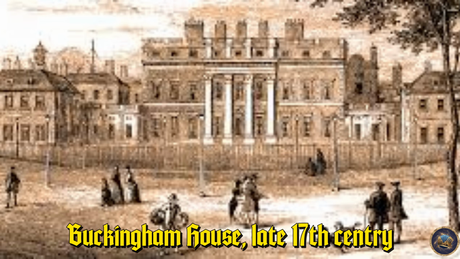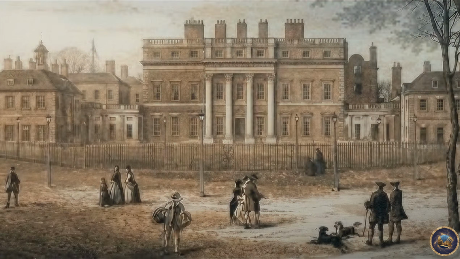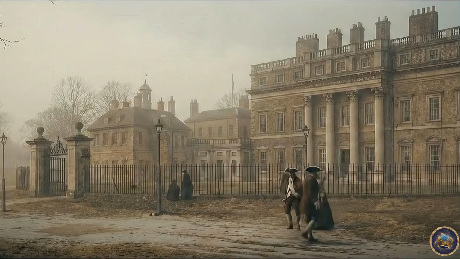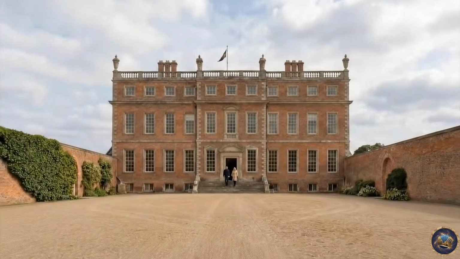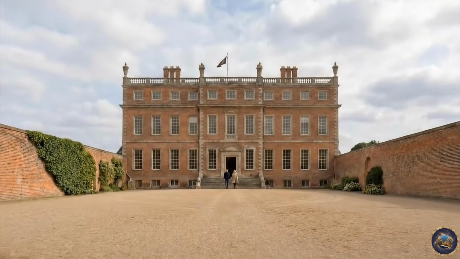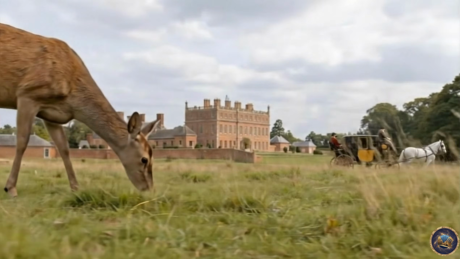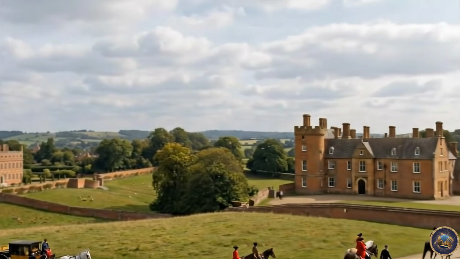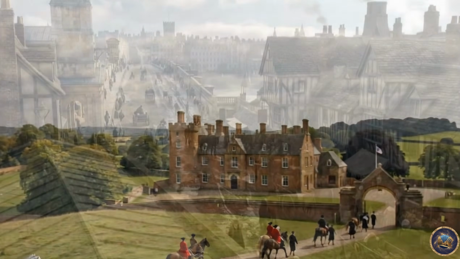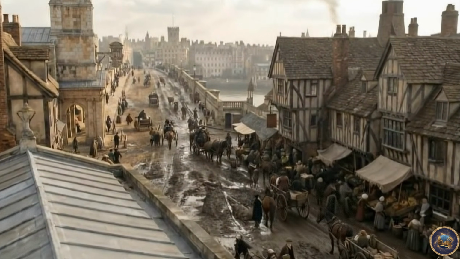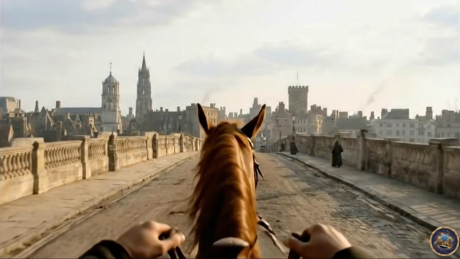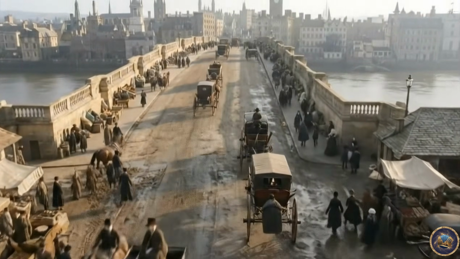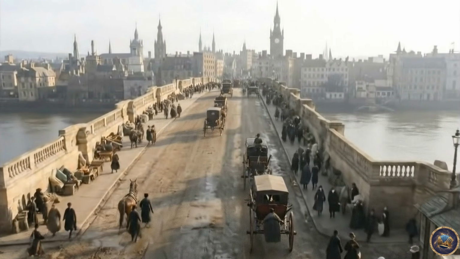This is Buckingham House in the late 17th and early 18th century, long before it became Buckingham Palace. Originally built as a private townhouse on the western edge of London, it stood away from the city's crowded core, surrounded by open land and gardens. At the time, this area marked the boundary between urban London and the countryside, a reminder that even as the city grew denser, its limits were still clearly felt.